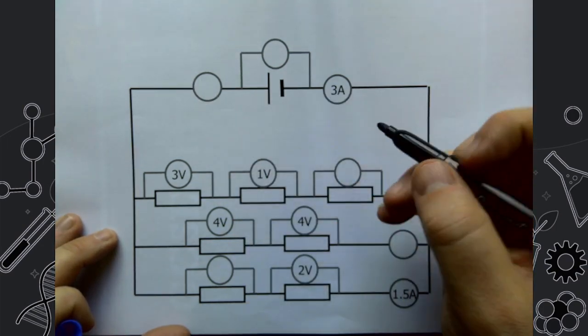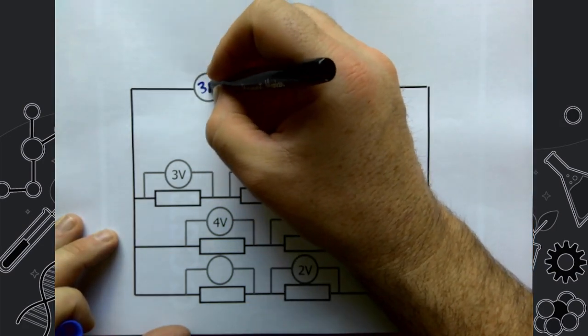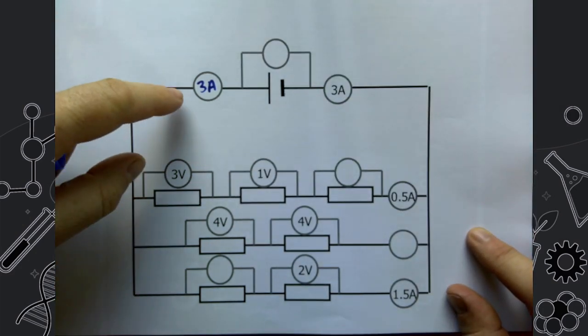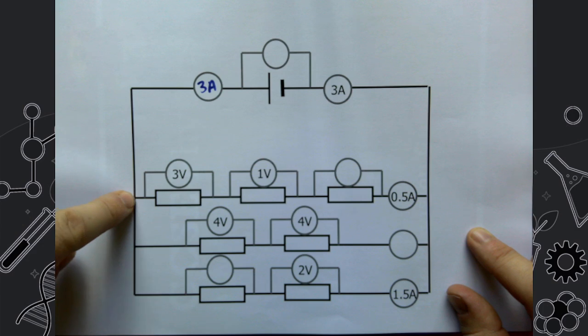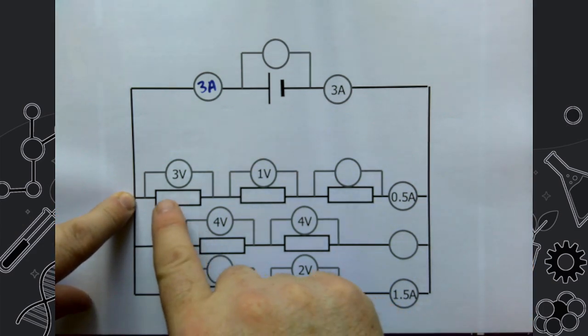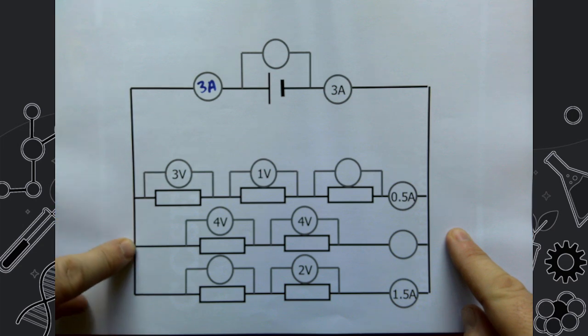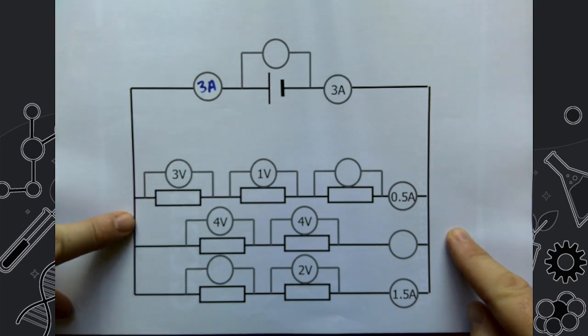So 3 amps enters, 3 amps must leave. 3 amps, remember, is the number of lorries per second, and that's going to be 3 amps till I get to, now there's a junction. 0.5 of the lorries go down this road, the remainder go down here. If I could put an ammeter in this position, it would say 2.5.